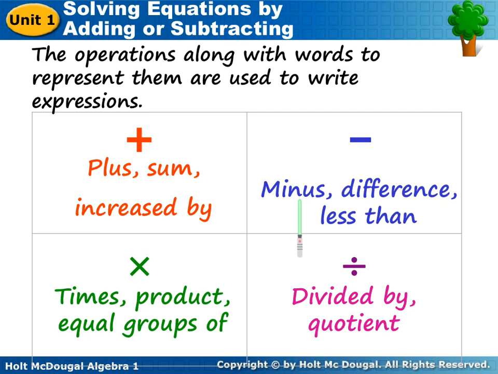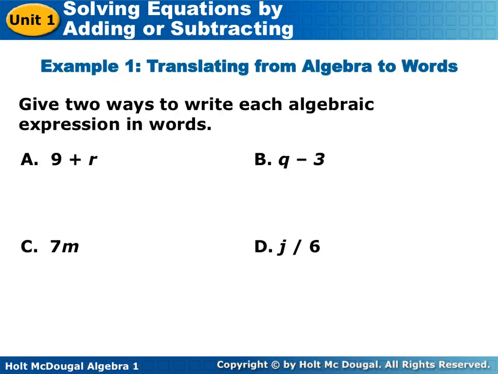Subtraction, the big words you should think of are minus, difference, or less than. Multiplication is times, product, equal groups of. And then division, the last one: divided by or quotient. The one in division that a lot of students struggle with is quotient. Quotient is just another thing that says the answer of a division problem. That's what a quotient is. Everybody good? Am I going too fast? Good. All right.